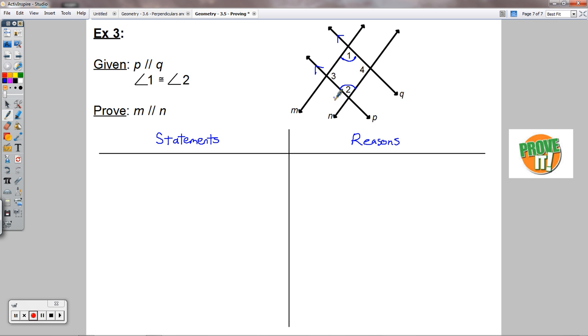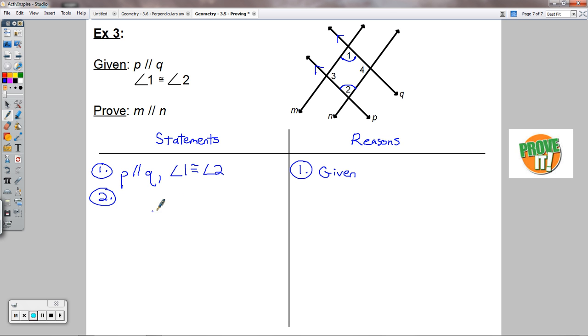So based on this information, where could I proceed from here? Let's write down our steps as we go. So the steps, we want to start with the given information. That's your easy step 1. It's always your step 1. Start with the given. P is parallel to Q. Angle 1 is congruent to angle 2. Why is this true? It's true because it is a given.